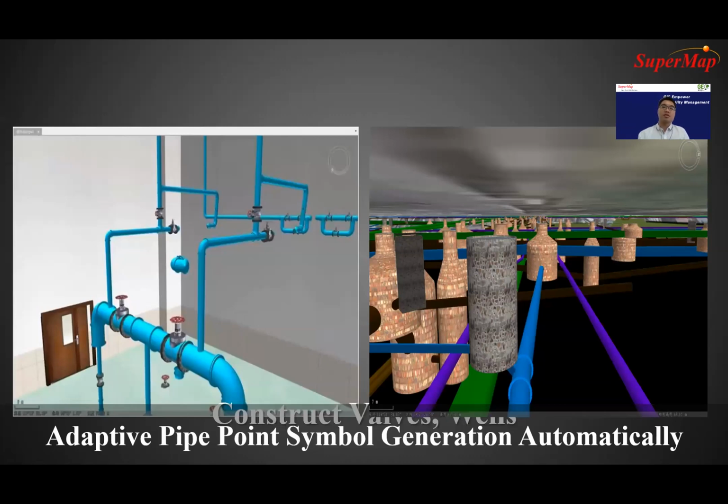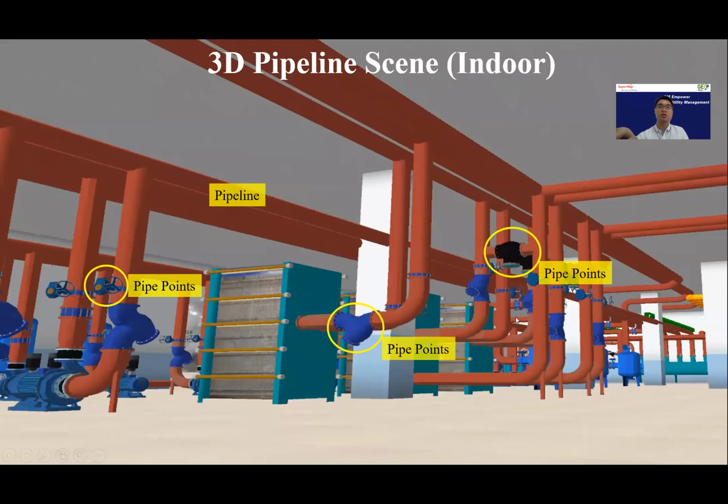And yeah, this is another effect for the 3D pipeline. And you can also set the underground height, so it can be underground. Also, you can see our pipeline scenes can be used in some factory management. So you can set a different symbol for the equipments, like the pipeline points and also the pipeline.